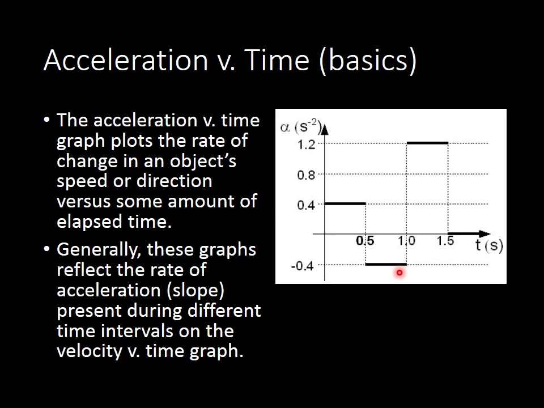Okay, and they change. It looks like they change fairly rapidly. But what you would consider is that if this were the velocity versus time graph, this would just be changes in slope. Like here would be something with maybe a positive slope, and then it goes negative for a few seconds, and then it goes back to a steep positive or something like that. And it's just reflected as these horizontal lines. Now, generally, these graphs reflect the rate of acceleration during different intervals on the velocity versus time graph.